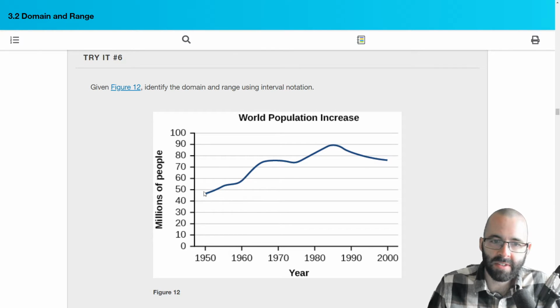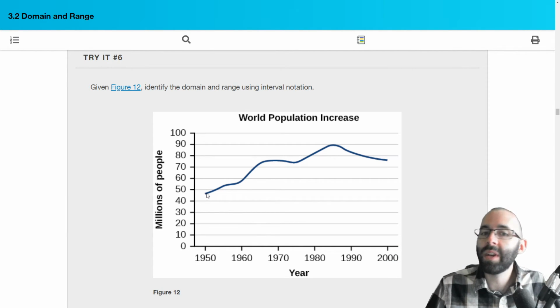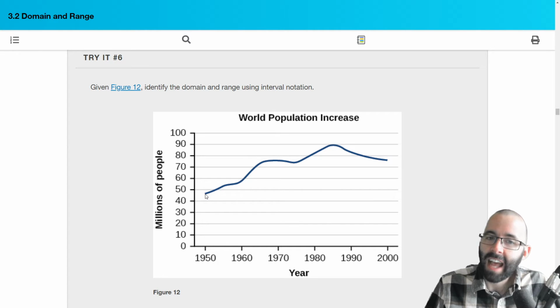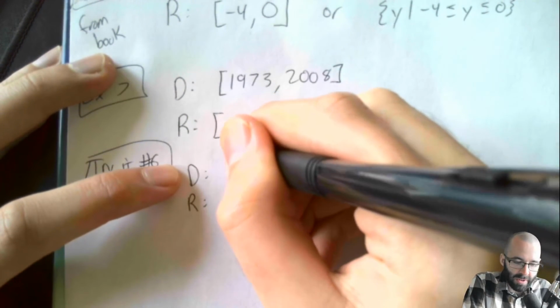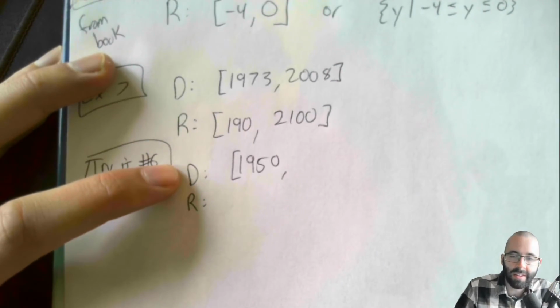So domain, furthest to the left. How far to the left do we go? Right here. What's the x coordinate? Again, domain is x's. So furthest left, we care about x coordinates here. We don't care about the y coordinate here. Actually, we will later, but that's sort of a coincidence. The furthest x coordinate to the left is 1950. Okay? So the furthest we get is 1950, and that is included. There's no open circle here or anything.